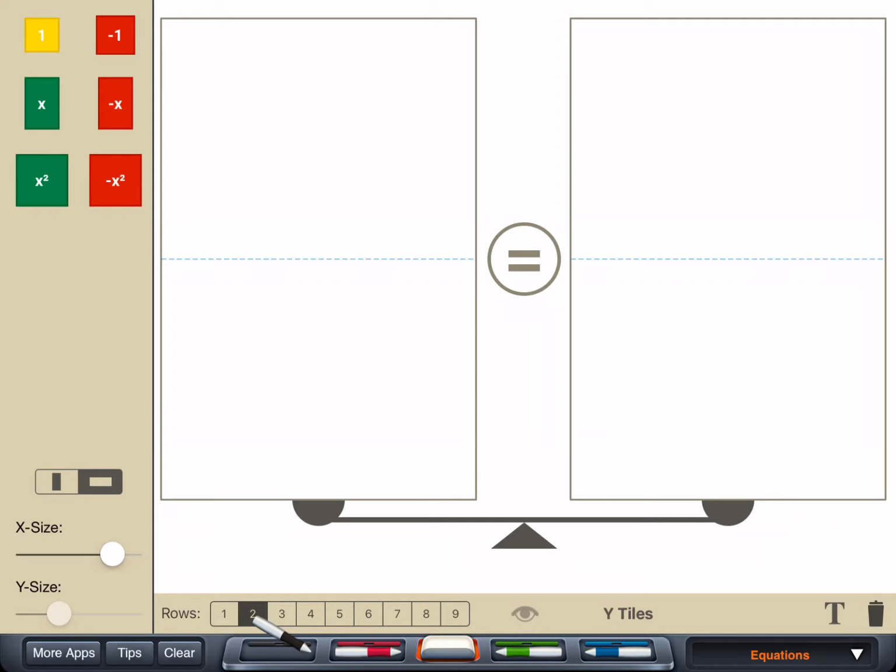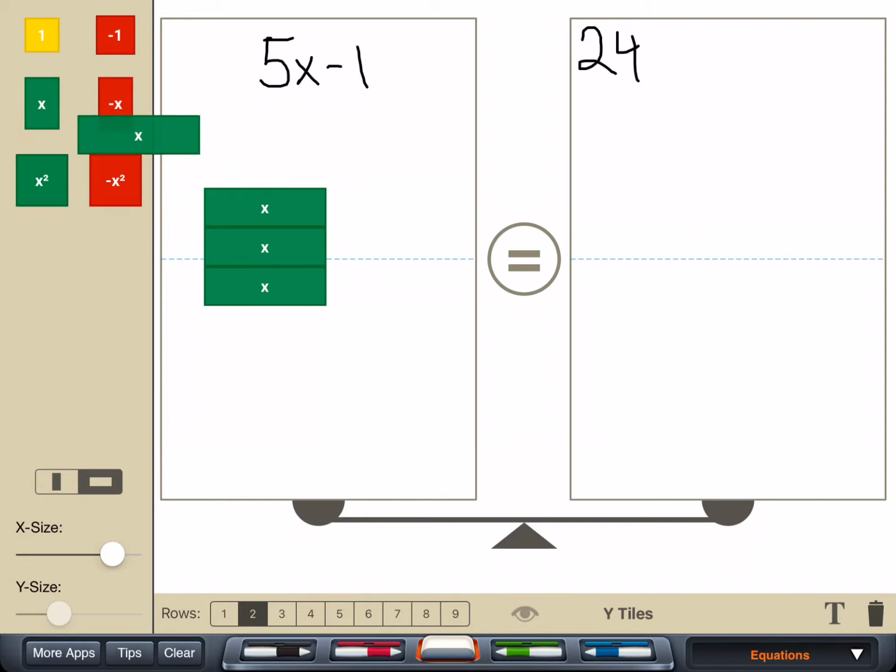So let's go with 5x minus 1 equals 24. So go ahead and pause the video and do the work. And here is how I would solve it. There's my 5x minus 1. Then I'll put 24 over here.